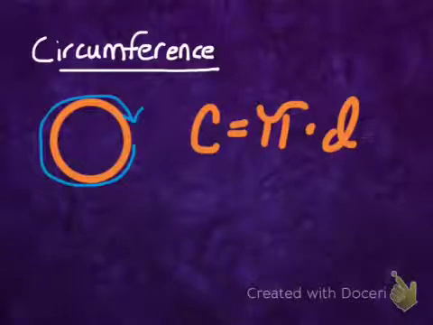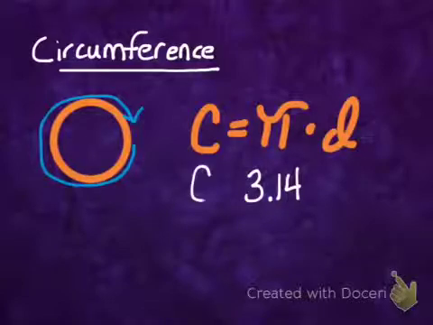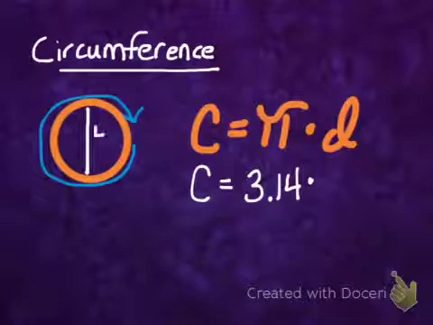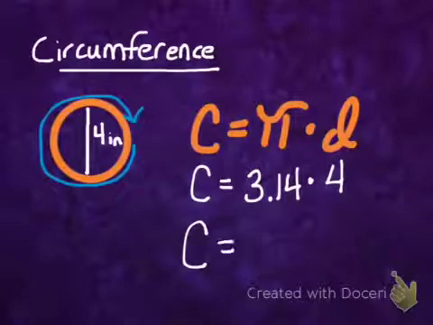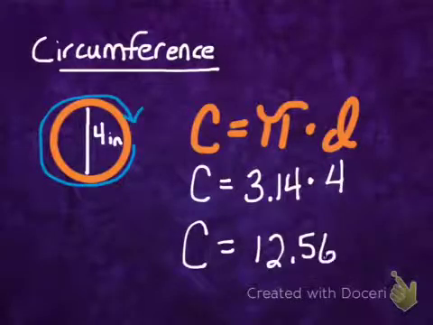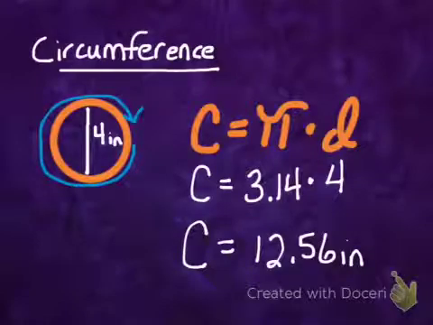Remember that pi itself is always 3.14. Okay, and we want to use the diameter. The diameter comes right through the middle. And let's say it's 4 inches. And we times that by 4. Do the math with our calculator and get our answer. Okay, which is 12.56. And that's in inches. Remember, that's just a distance, so it's just inches, nothing fancy.